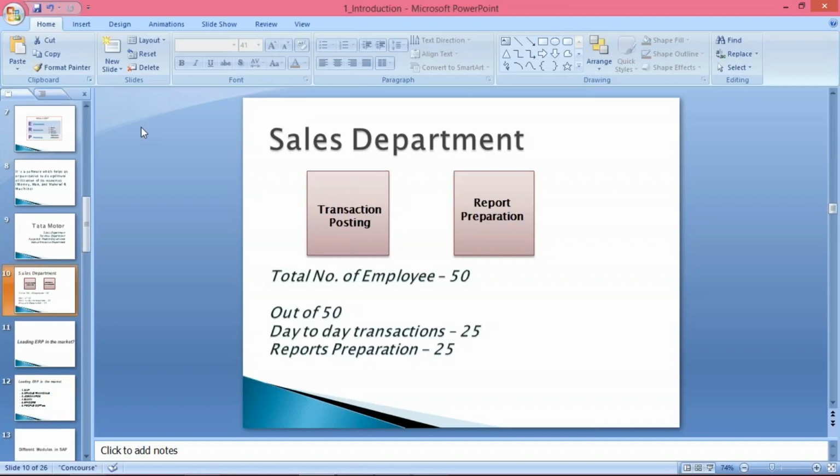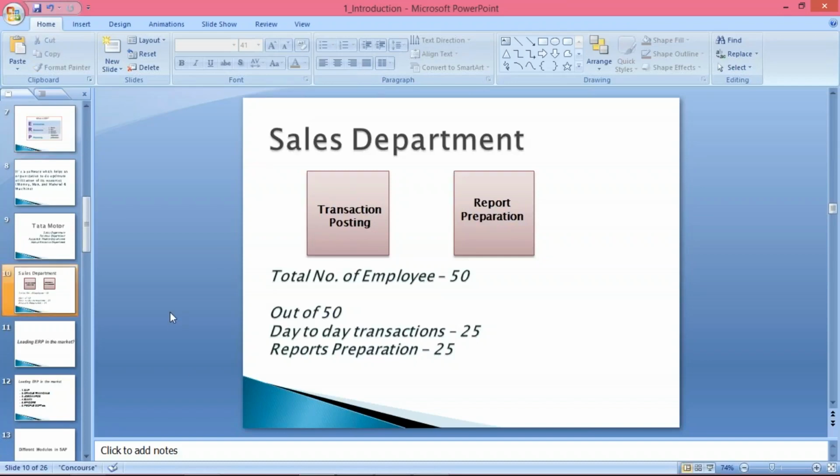Now since I have taken the example of the sales department, I'm talking about their backend office. Sales department here means not the field part, but the people who are sitting in the office and working. If you're part of the marketing team, then you have to roam in the market. I'm talking about the sales department backend team.